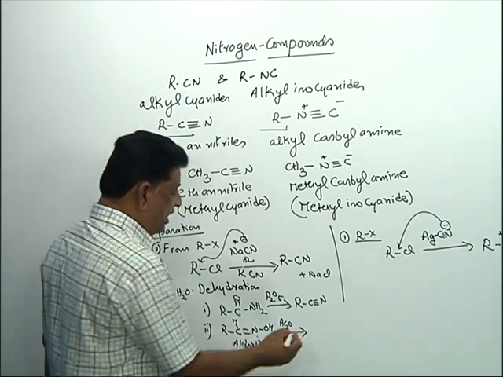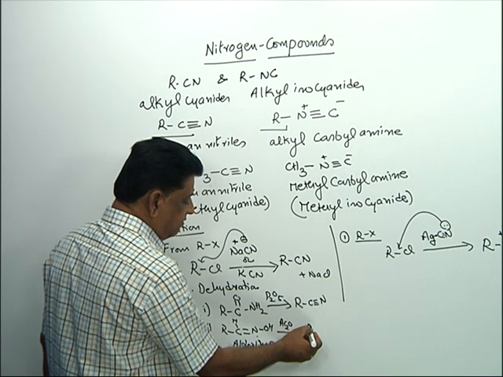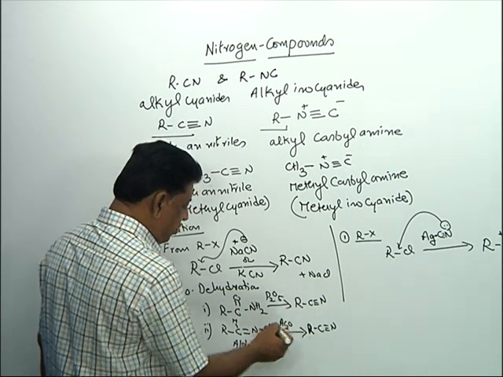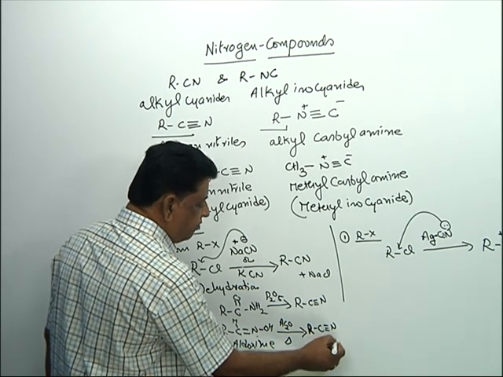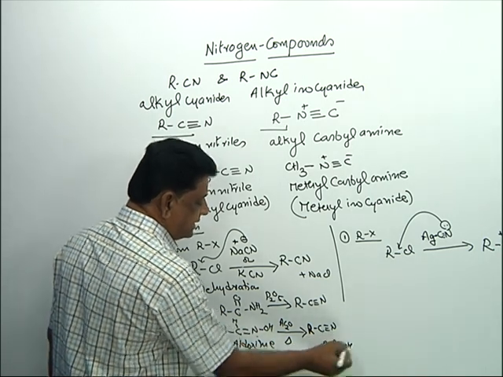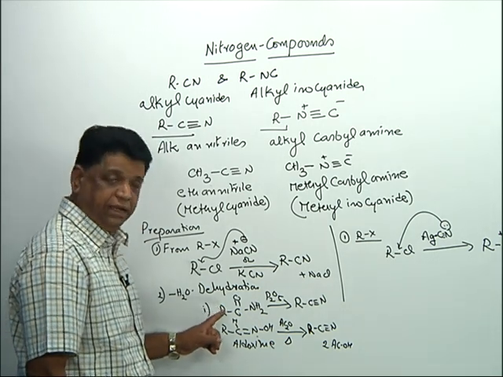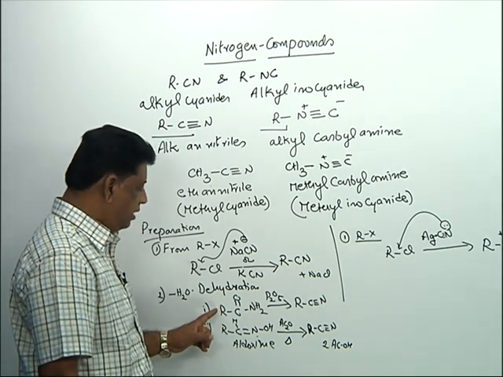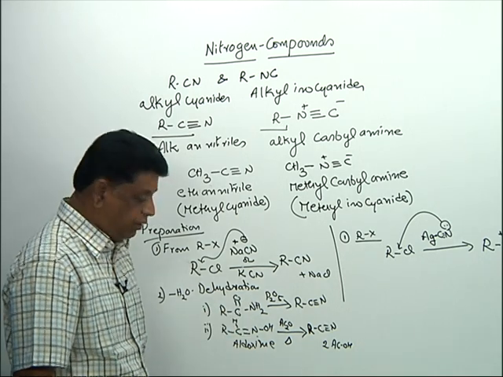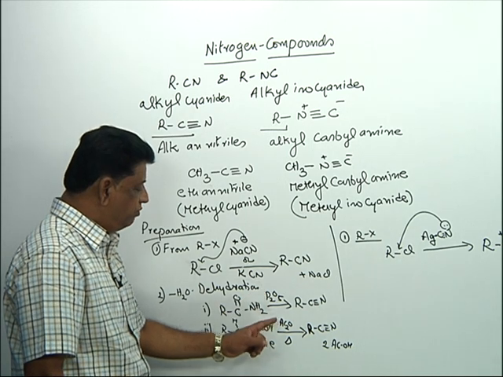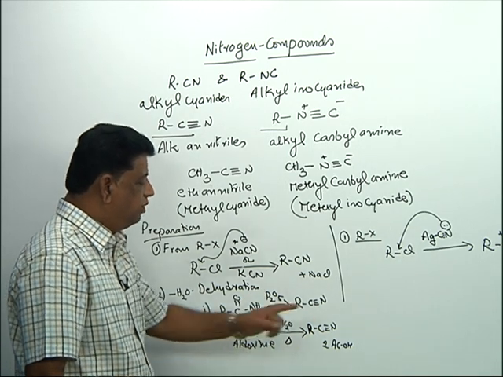This will become the cyanide. Ac2O plus water will become 2 moles of AcOH, acetic acid. So in both cases, it is a dehydration. The first one is an acid amide. Acid amides undergo dehydration with phosphorus pentoxide. Aldoximes undergo dehydration either with P2O5 or with acetic anhydride, and you will get the cyanides.